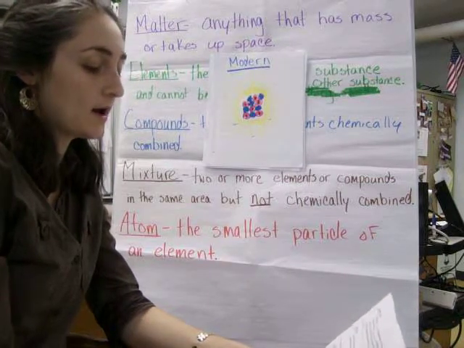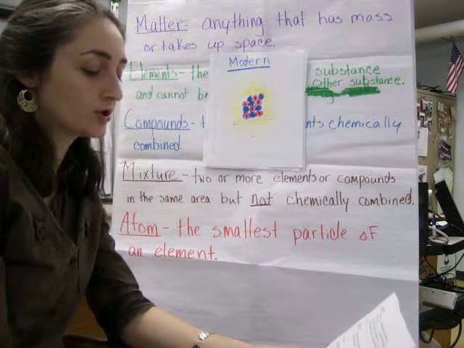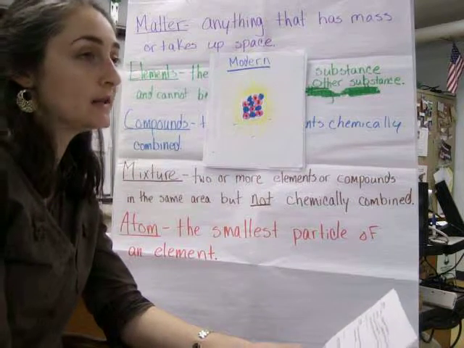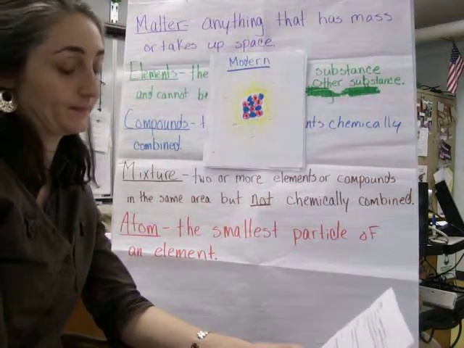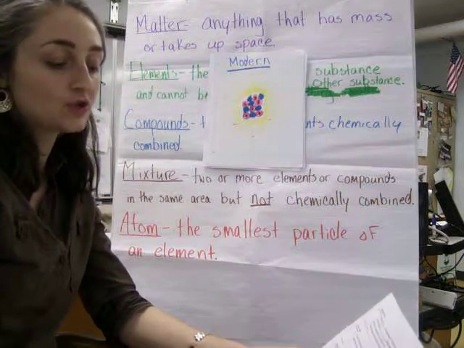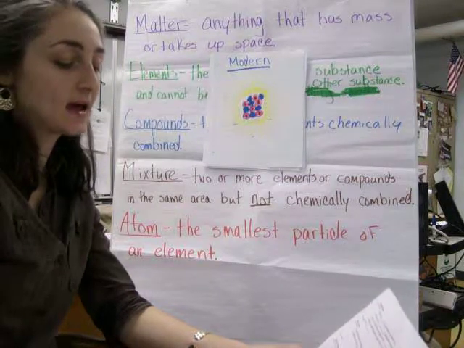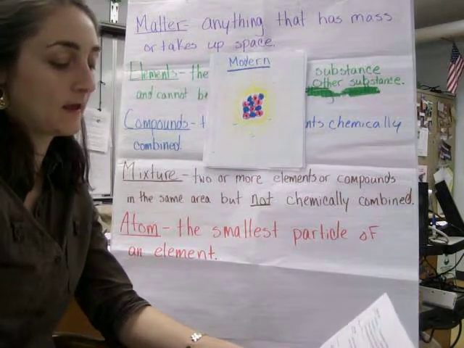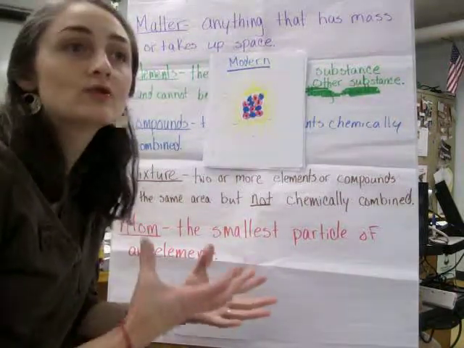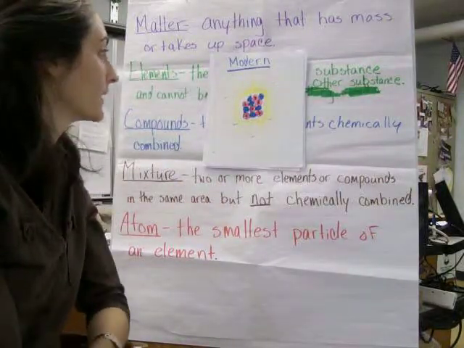Okay, last one. Atoms as a whole have a neutral charge because there are an equal amount of protons and electrons. Repeat that. Atoms as a whole have a neutral charge because there are an equal amount of protons and electrons. Remember, protons are positive, electrons are negative, neutrons are neutral, so that's the way it goes.